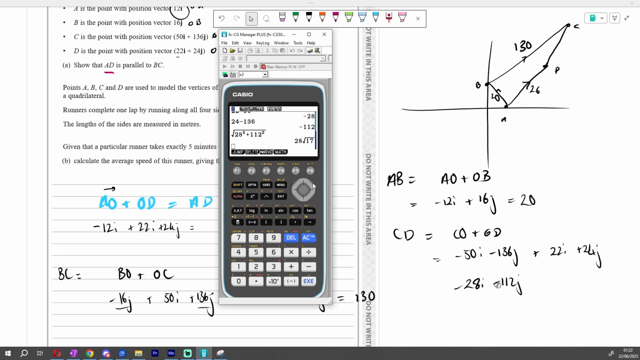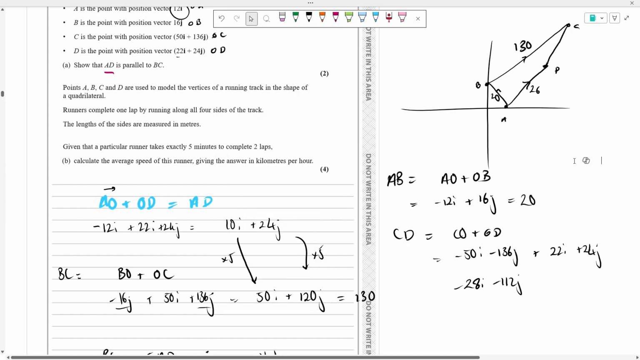Ooh. Let me just double check that just in case I haven't made a mistake, because our other numbers are quite nice. Cool. Let's work with it. 28 root 17.